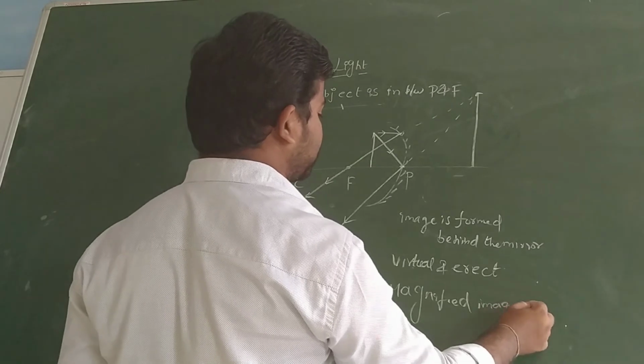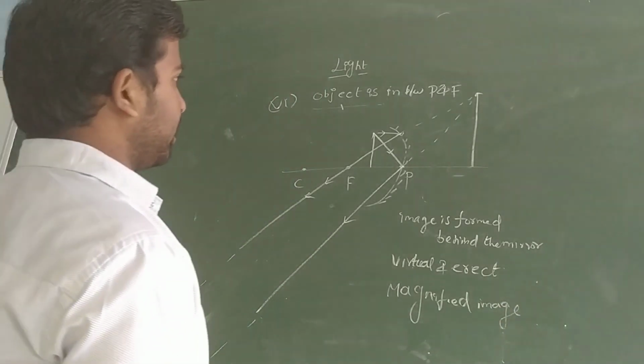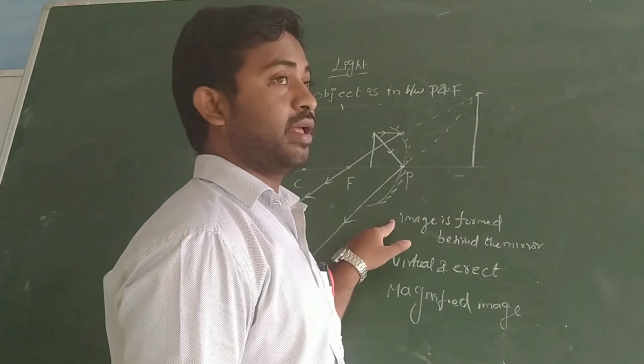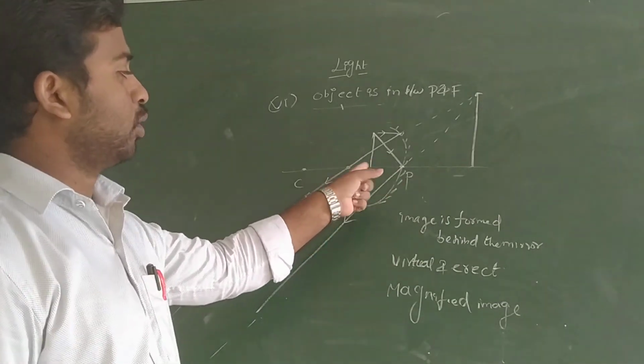So in 6 positions, we discussed this image formation. Only in the concave mirror, this position alone forms a virtual image. That position is in between pole and focus.